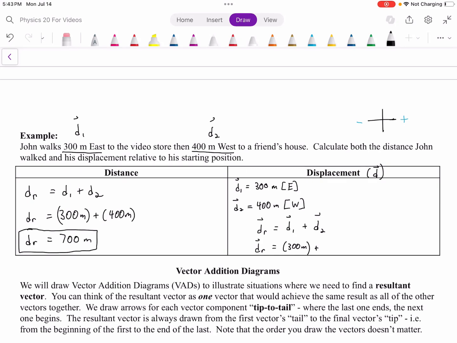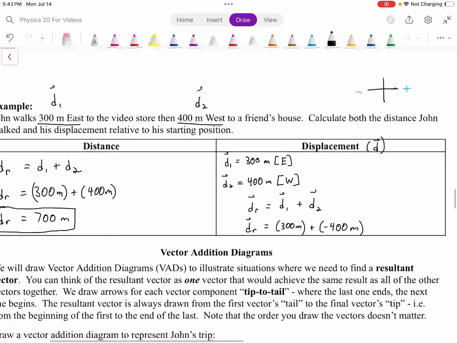Plus now 400 meters to the west, I'm going to say negative 400 meters. And that's making sure that what needs to happen happens, that these are in opposite directions. Direction matters for displacement, so these need to cancel each other out. Giving them opposite signs will allow that to happen mathematically.